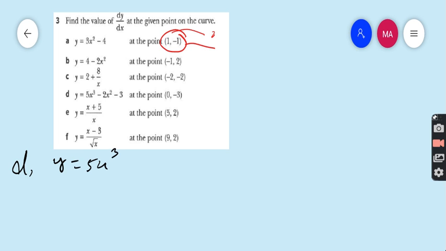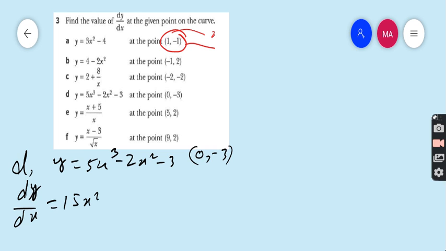y = 5x³ − 2x² − 3, and the point is (0, −3). So dy/dx: 5 times 3 is 15x², minus 2 times 2 is 4x, and of course the derivative of constant 3 is 0. Now substitute the value of x = 0.